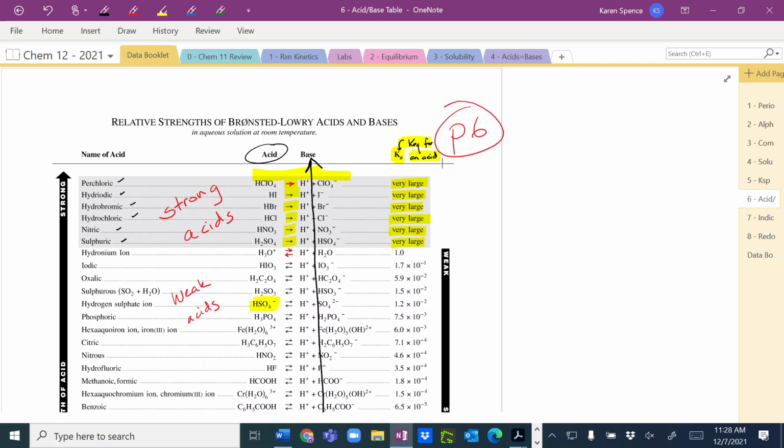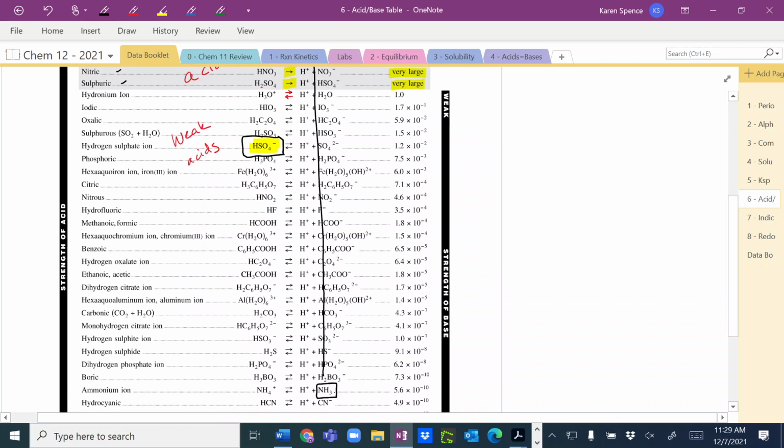There's HSO4. What kind of a substance is HSO4 there? Is it an acid or is it a base? It's an acid. It's on the acid side. Is it a strong acid or is it a weak acid? It is a weak acid, but it is on the strong-ish side for a weak acid. I know these terms are stupid, but that's the best way that we can refer to them. It is a strong-ish weak acid because it's higher up on the chart.